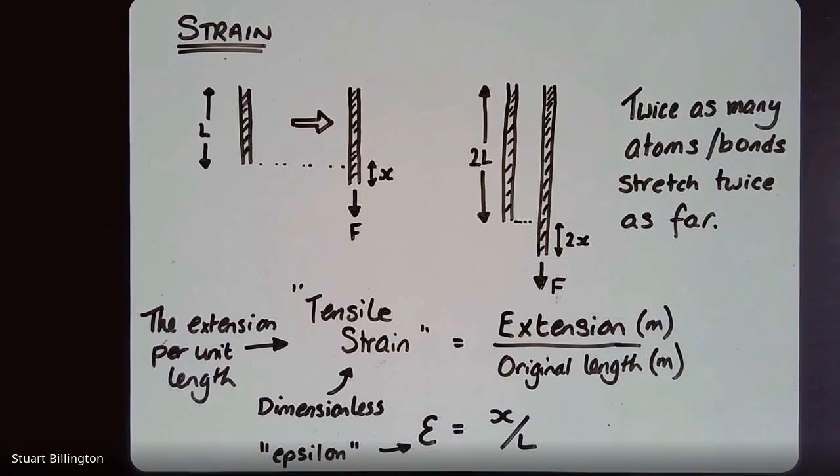You could multiply it by 100 and turn it into a percentage if you want to, but if you do, make sure you put a percentage sign on the end of it so that people don't think that the strain is just randomly 100 times bigger than it really is. That's tensile stress, which is kind of where we have shifted our force to. And tensile strain is where we've shifted our extension to.